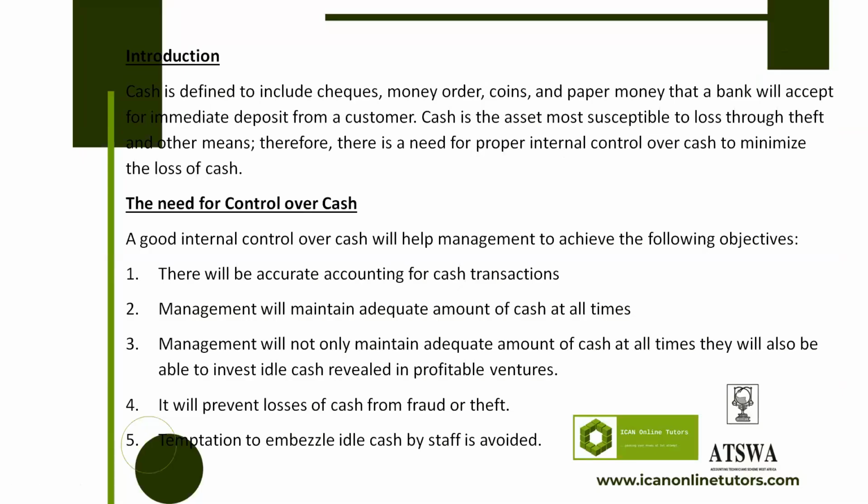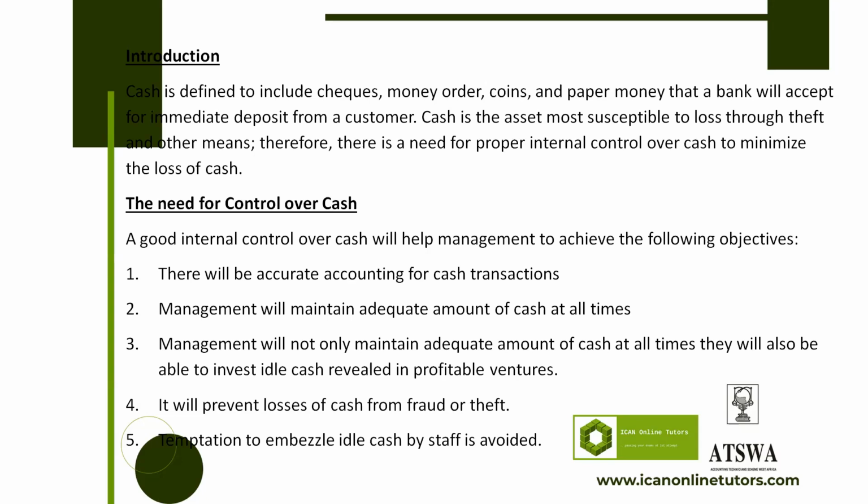So what is cash? Cash is defined to include checks, money orders, coins, and paper money that a bank will accept for immediate deposit from a customer. Cash is an asset, most prone to loss through theft and other means.